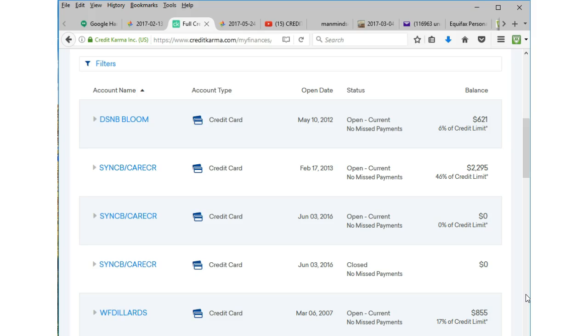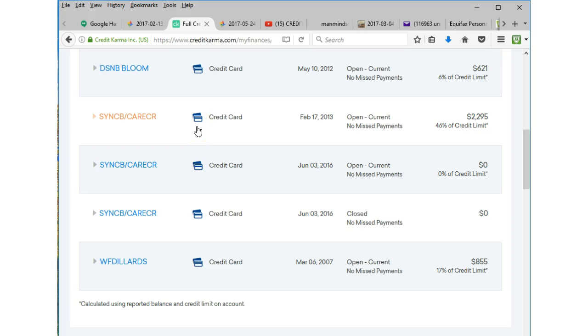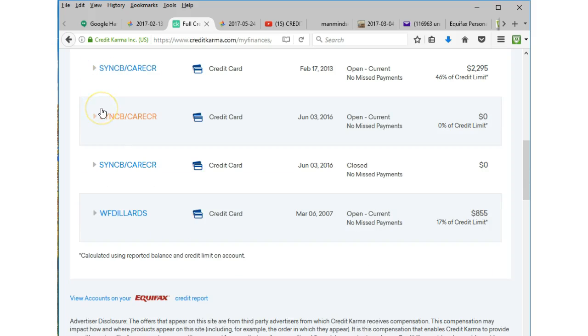So as you can see, this first account was open May 10th, 2012. Let's see what the credit limit is on this one, if it'll show it. The credit limit is here, 10,000. So we'll go to the next one. This one was open February 2013, and the credit limit is 5,000.